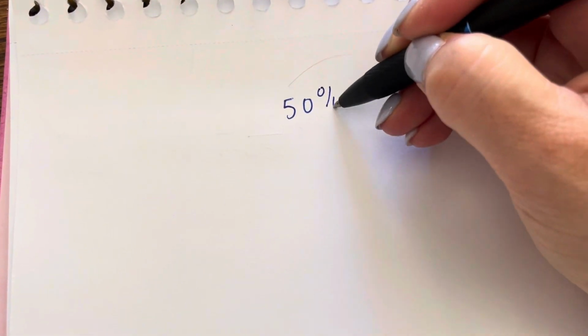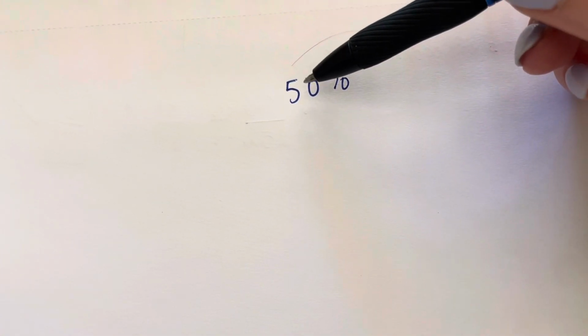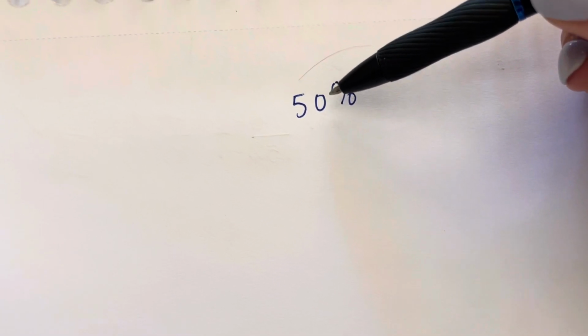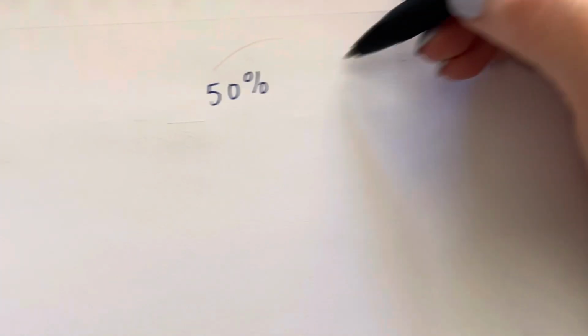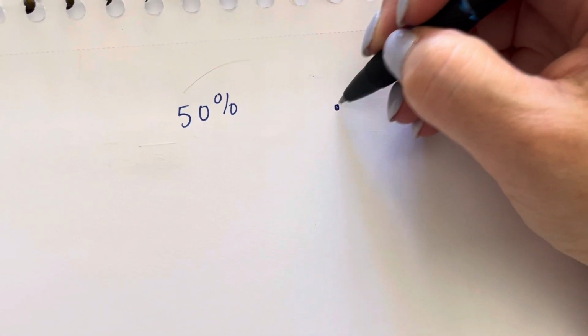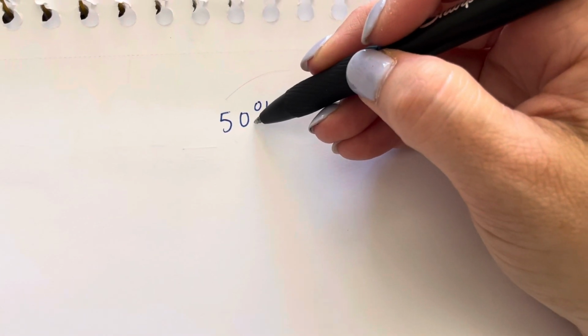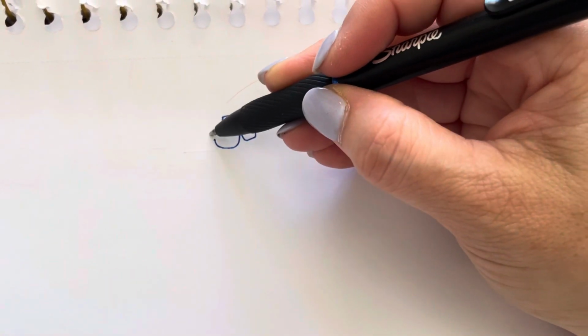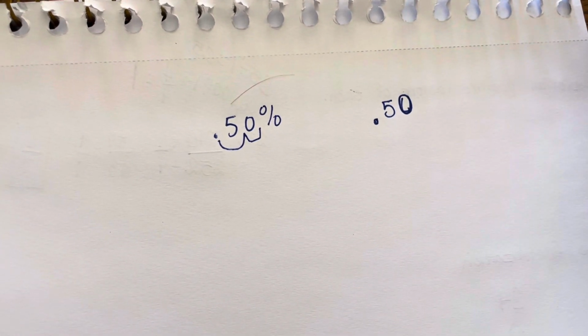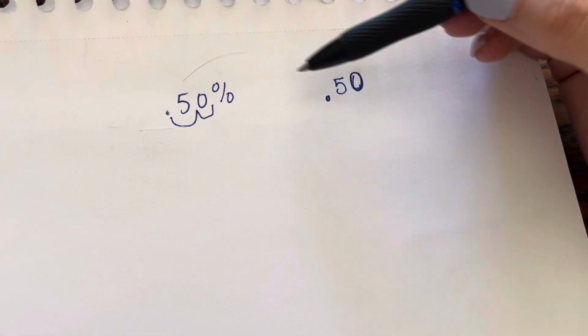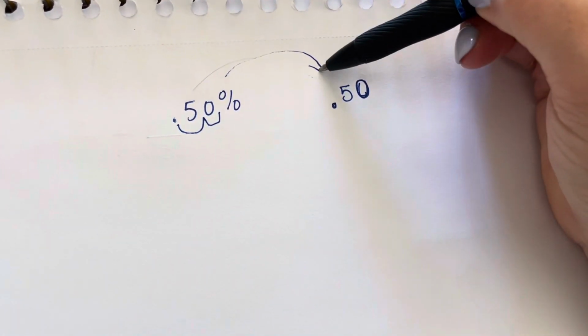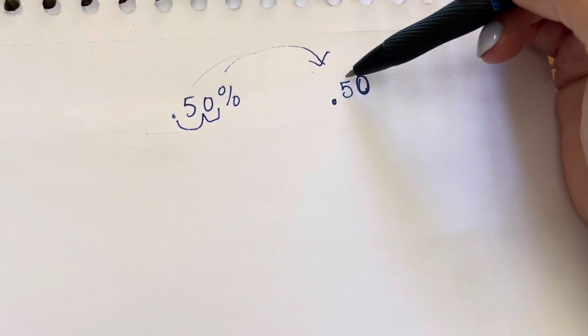I'm going to jump to this one right here, 50%. If I look at 50%, if I want that as a decimal, I know that that is going to be 0.50. Basically, you are moving your decimal over 2 place values so that the percent now to decimal is 0.5.